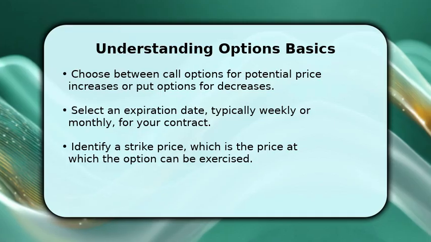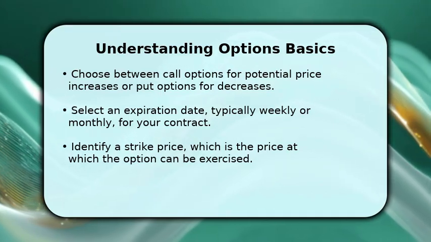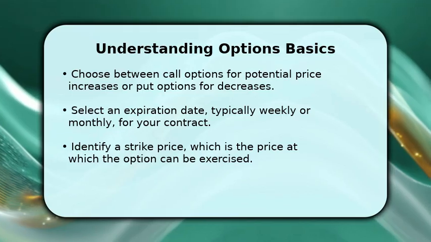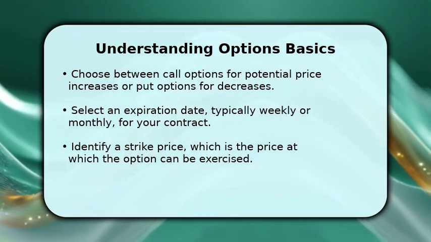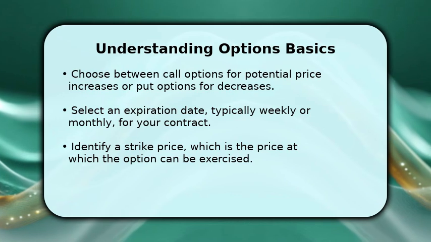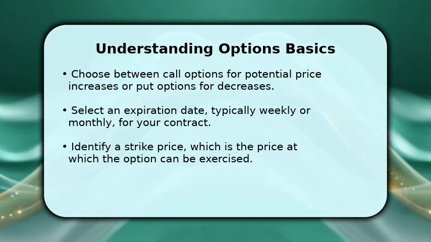Finally, choose a strike price, which is the predetermined price at which the underlying asset can be bought or sold if the option is exercised. Each contract typically represents 100 shares of the underlying security.